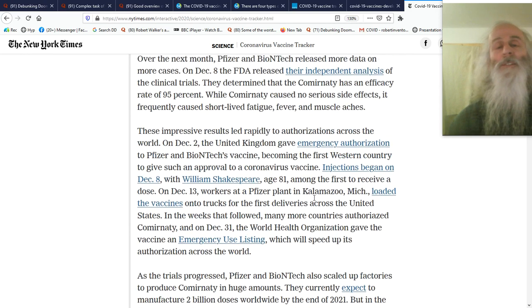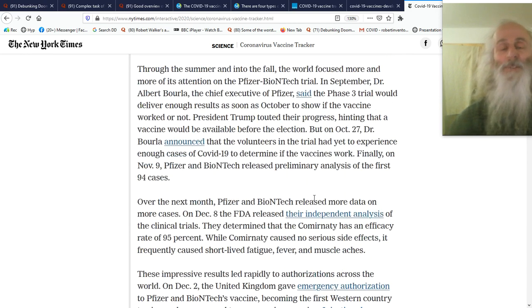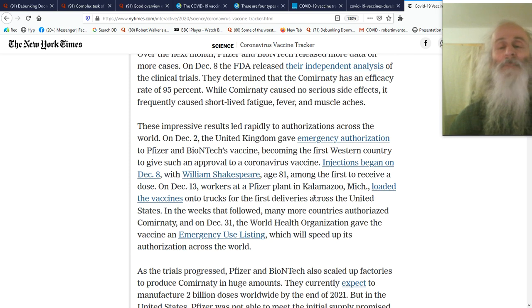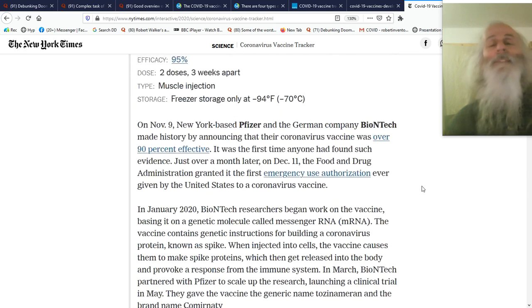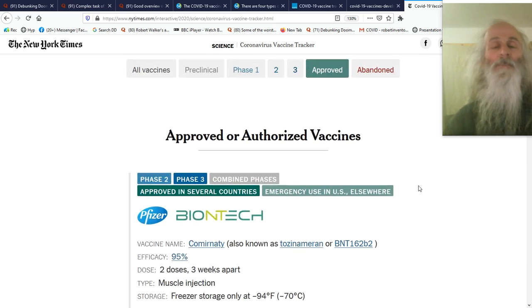And lots of details. By the way, this is a rather amusing thing. The very first person to get vaccinated with Pfizer was called William Shakespeare, but of course not the famous playwright. It's just a coincidence.